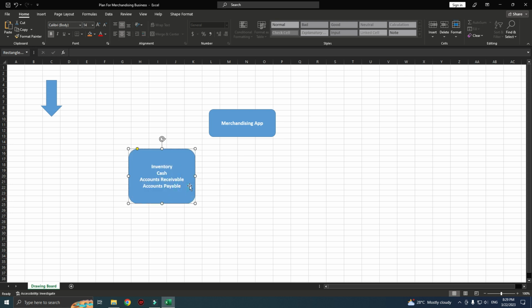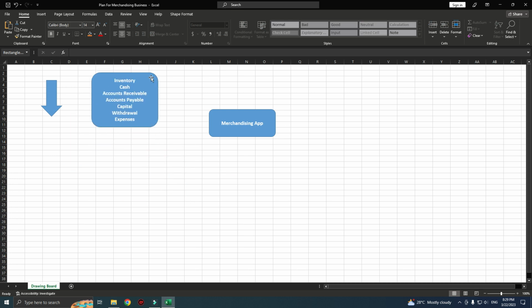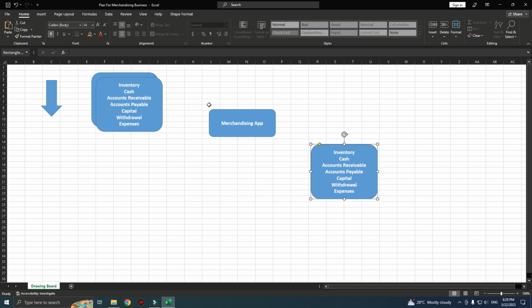We will make one for the sole proprietorship. So we will use owner's equity. No, capital. Capital, withdrawal. And we also have expenses. So now, since we are going to use some account titles, we will create a bunch of it. Five of it.